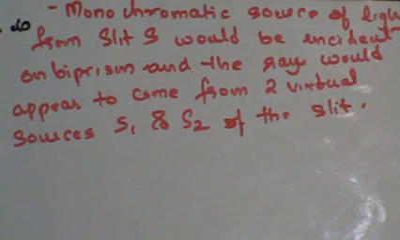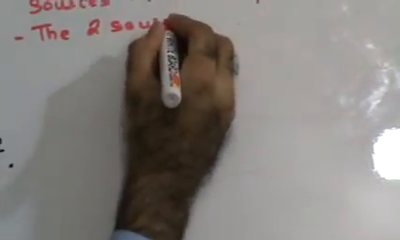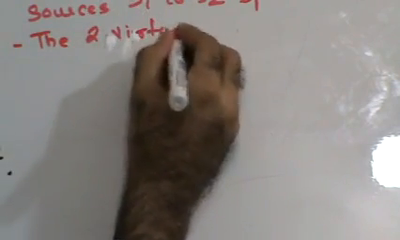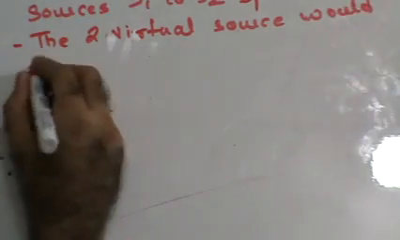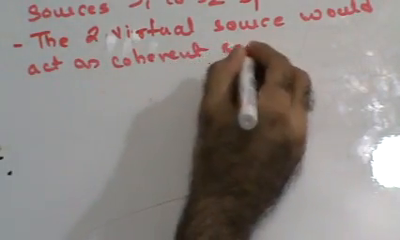Right? Now, these two virtual sources would act as coherent sources of light, since they have been derived from the same source. So that's how you got coherent sources using a biprism, right?